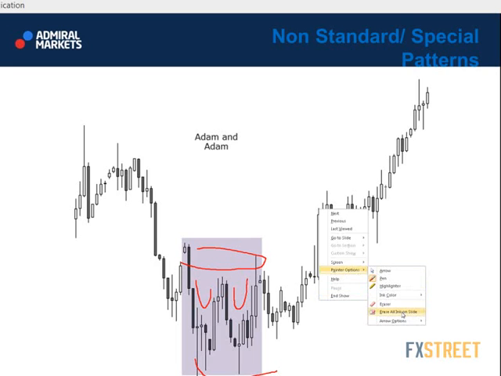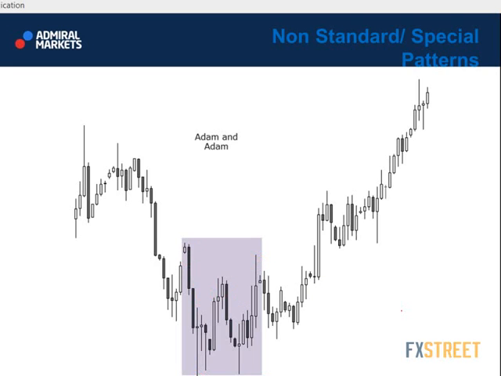Maybe there is Adam and Eve, I don't know. But this is the way we can definitely trade it. So it's not easy to trade, it's not so easy to spot. But once we spot a pattern, then we can definitely try to trade it.